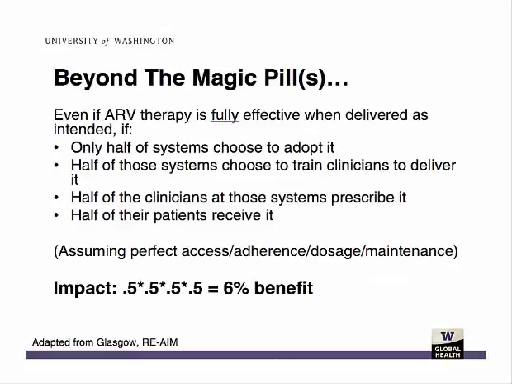So I'm going to give you an example beyond the magic pills. So let's use antiretroviral therapy as an example using the RE-AIM framework. If only half of health systems or delivery systems adopt antiretroviral therapy, and half of those systems choose to train clinicians to deliver it, and half of the clinicians at those systems actually prescribe antiretroviral therapy, half of the patients receive the medicines, and we're going to assume access, adherence, dosage, and maintenance is perfect, then the impact is 0.5 times 0.5 times 0.5 times 0.5, or 6% benefit.